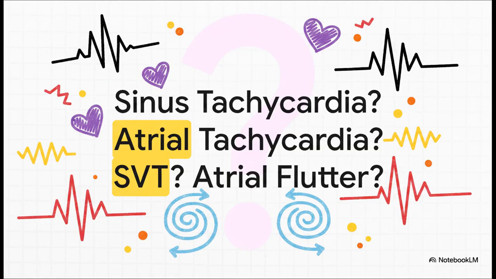Is it just a normal physiologic response, sinus tachycardia? Or maybe it's coming from some rogue spot in the atria, an atrial tachycardia. Could it be a reentrant circuit, what we broadly call supraventricular tachycardia, or SVT? Or are we looking at the great mimic itself, atrial flutter with 2-to-1 conduction? To be certain, we've got to build a solid framework.